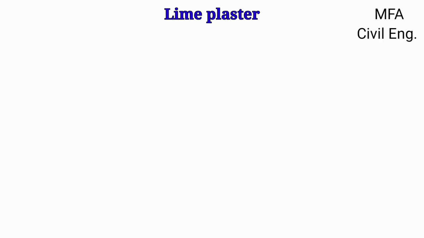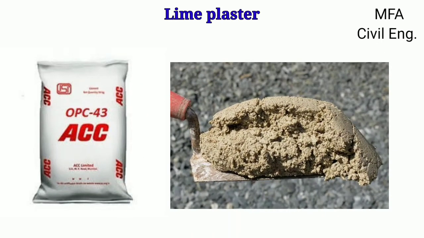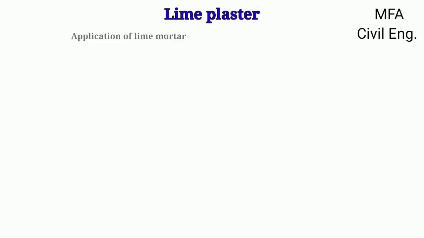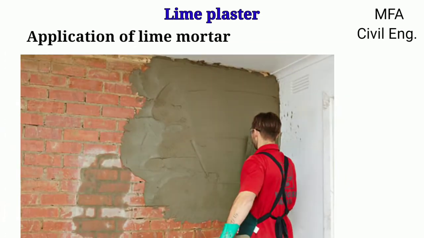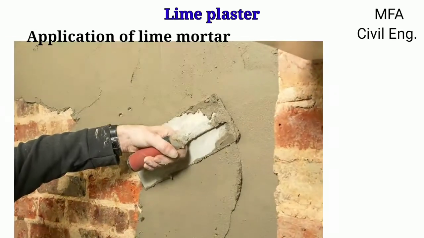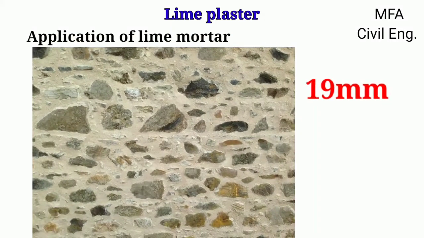For external plastering work, sometimes cement is added into a lime mortar so as to improve the strength and the property of the lime mortar. The application of lime mortar follows this procedure: for the plain side of the brick wall, 13 mm thick plaster is provided. For the rough side of the brick wall, 16 mm thick plaster is recommended, and for the stone masonry wall, 19 mm thick plaster is provided because of the unevenness of the surface.